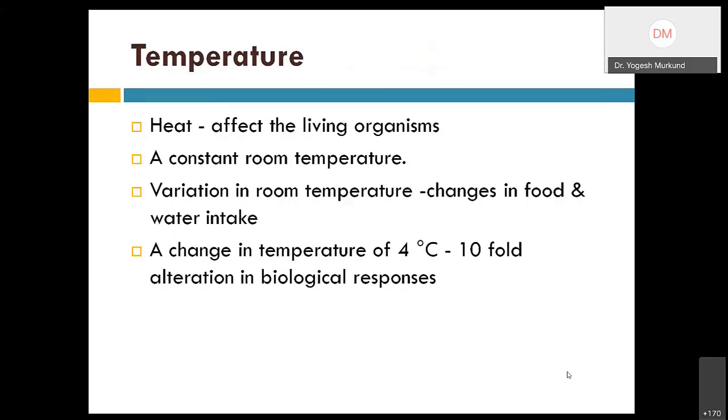Coming to the environmental factors, temperature, we know it's very important, which affects living organisms very seriously. So we need to have a constant room temperature, and variation of temperature can cause changes in food and water intake, which will badly affect study data. So you should ensure that temperature deviation should not go beyond 4°C. Otherwise it will cause a very serious alteration in biological responses.